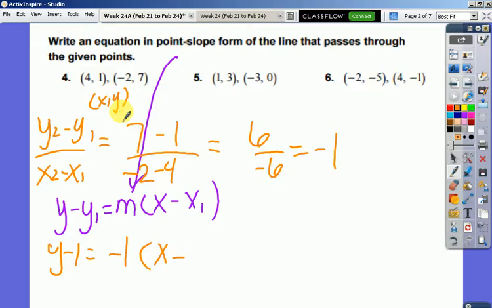y minus 1 equals the slope, which we found, times x minus 4. Clearly, this is why we review these concepts over and over and over again, because we keep messing them up. Do you have to go any further than this? No. Okay, so Aiden's going to help me do the second one, and he's going to get it correct.